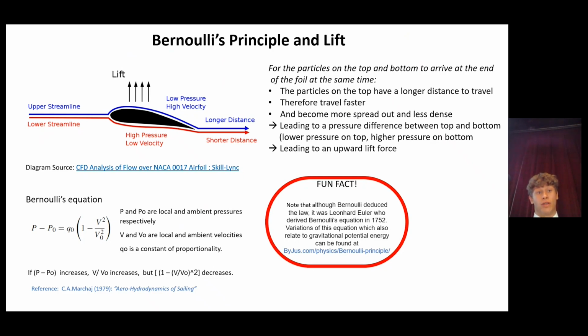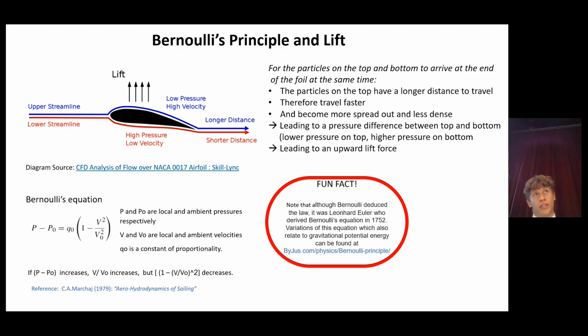you can see that it's going to have to go at a faster velocity, because if the fluid is going to go from point A, or the left bit, to the right bit of the foil, and reach it at the same time, if it's got a greater distance, because speed equals distance divided by time, it has to go at a faster velocity to catch up.